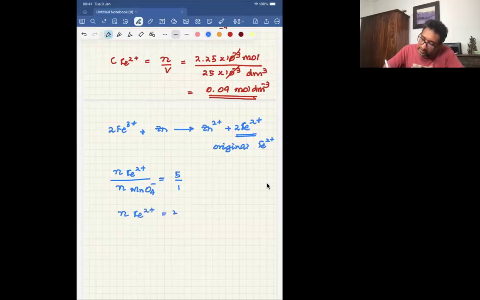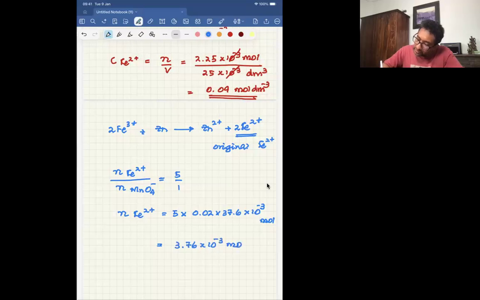The number of moles of Fe+2 is equal to 5 times the number of moles of permanganate. The concentration is 0.02. What is the volume? The volume is 37.6 for the second titration, so 37.6 times 10 to the power minus 3. So 5 times 0.02 times 37.6 times 10 to the power minus 3 gives you 3.76 times 10 to the power minus 3 moles.